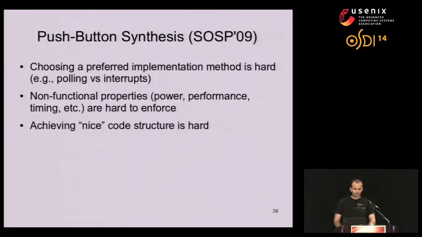Because then you end up with problems like it's hard or impossible to choose between multiple functionally equivalent options for implementation, for example, between polling versus interrupt-based request completion. It's difficult to enforce non-functional properties like power, performance, timing, and so on. It's difficult to achieve nice and user-readable code structure. And while there are a lot of things that could be done to address each of these points, altogether they indicate that the whole paradigm must be reconsidered.